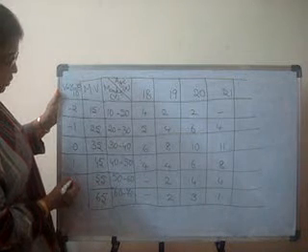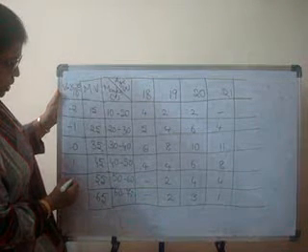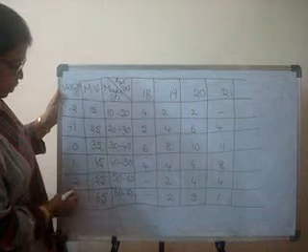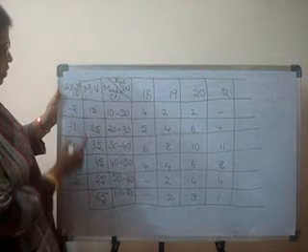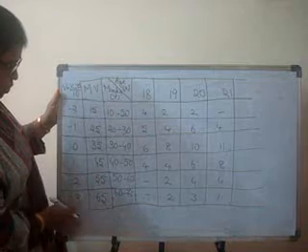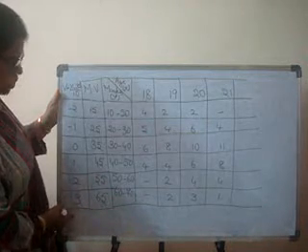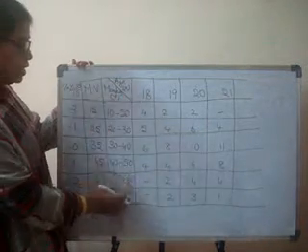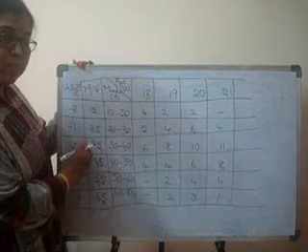55 minus 35 is 20. 20 divided by 10 is 2. And 65 minus 35 is 30. 30 divided by 10 is 3. So, we have made a group interval. We have taken the middle values.